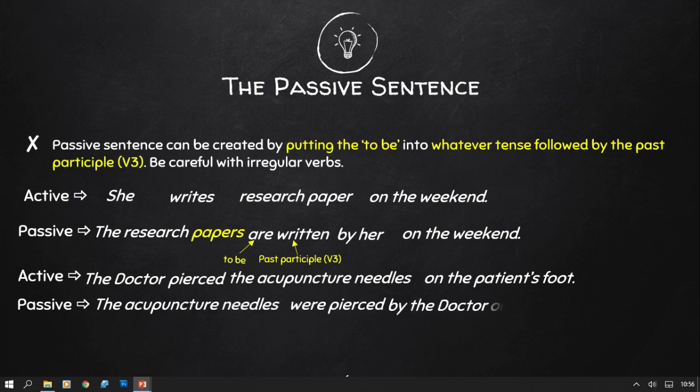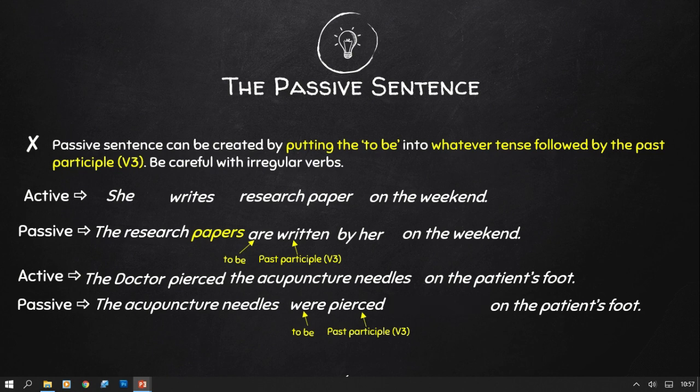So if we want to rephrase it into the passive voice, the acupuncture needles were pierced by the doctor on the patient's foot. So pierced is a regular verb, so there is no change between verb 2 and verb 3, but you have to change the to be to indicate that it happens in the past. And like I said before, this is the to be and the past participle.